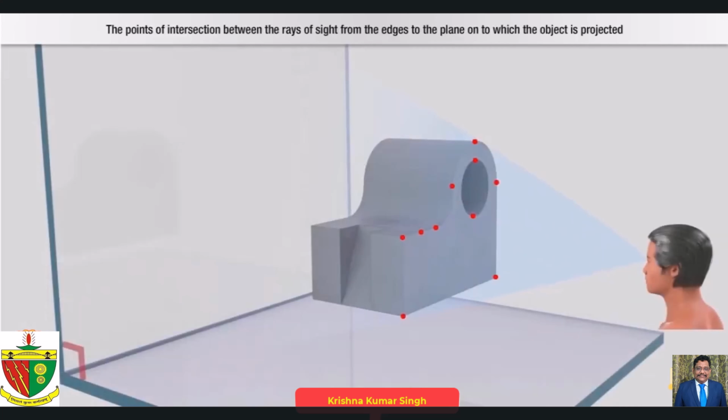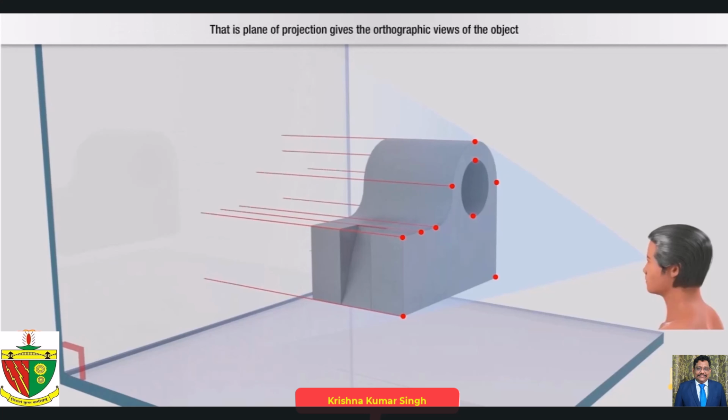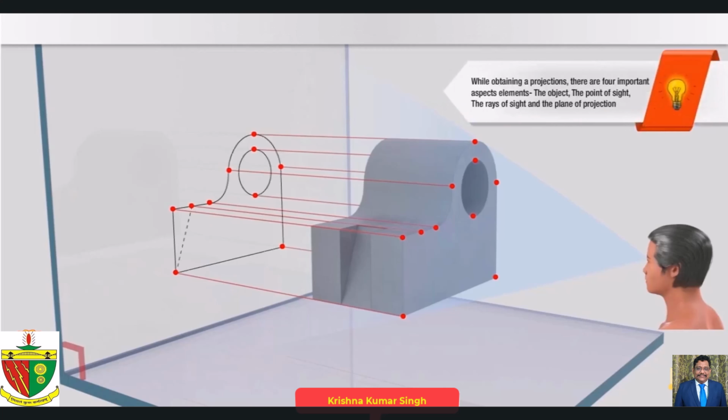The points of intersection between the rays of sight from the edges to the plane onto which the object is projected, that is, the plane of projection, give the orthographic views of the object. Note, while obtaining a projection, there are four important elements: the object, the point of sight, the rays of sight, and the plane of projection.